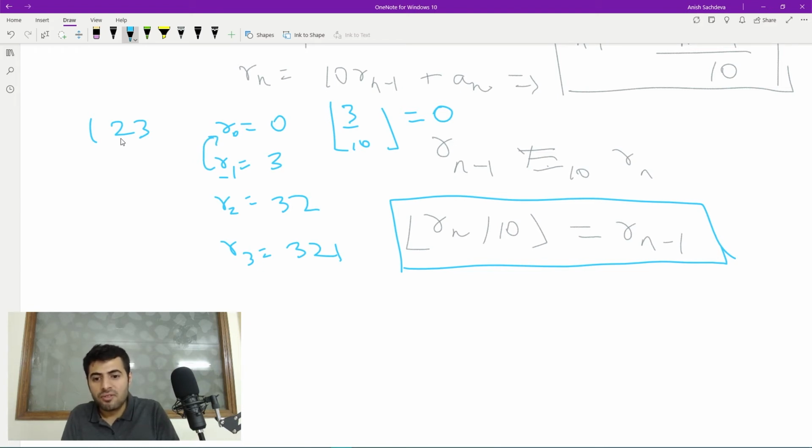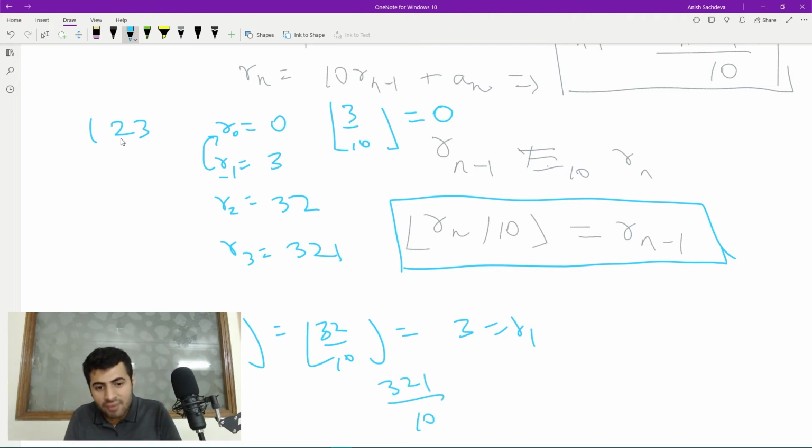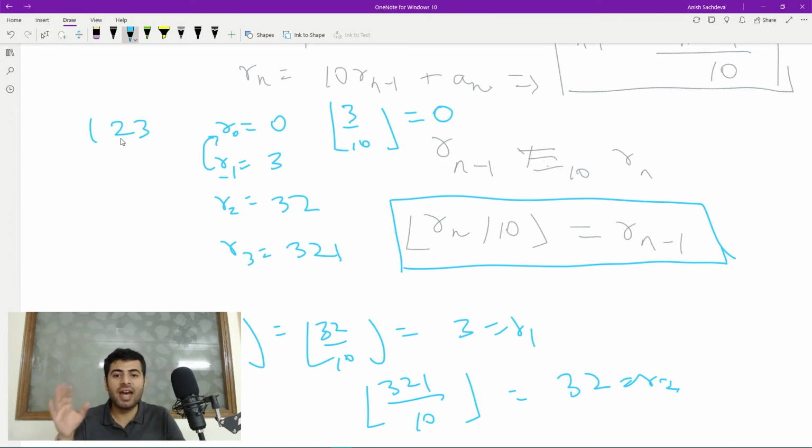r2 divided by 10 floor, which is 32 divided by 10 floor, is equal to 3, which is equal to r1. Correct. Similarly, we can say 321 divided by 10 and the floor of that is equal to 32, which is equal to r2. That is absolutely correct. So with every iteration, the equation rn divided by 10 floor should be equal to rn minus 1 is satisfied. And as we can clearly see, as long as this equation is satisfied, we are in the green and we can return the result.